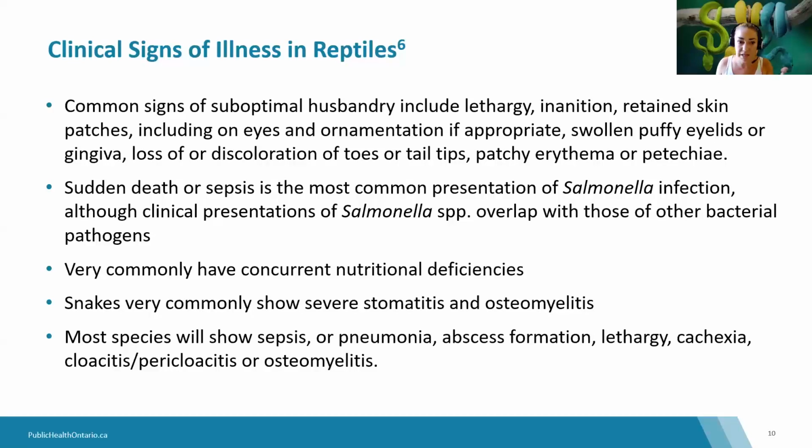Snakes very commonly show severe stomatitis and osteomyelitis as a primary form of salmonella infection. Snakes with oral infections, their bone is right under their gum, and so it's a short hop for oral colonization to turn into osteomyelitis, and from there it can access the bloodstream. Other species, when they show signs of sepsis, like those petechiae and lethargy, they may also show pneumonia.